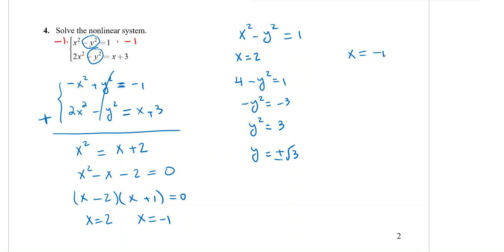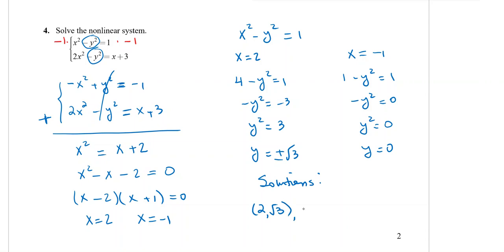Or x could be negative 1. You plug in negative 1 for x. Negative 1 squared is 1 minus y squared is 1. Negative y squared is 0, which means y squared is 0, so y is 0. So here's what your solutions would look like. x is 2, y could be square root of 3, or x is 2, y is negative square root of 3, or x is negative 1, and y is 0.